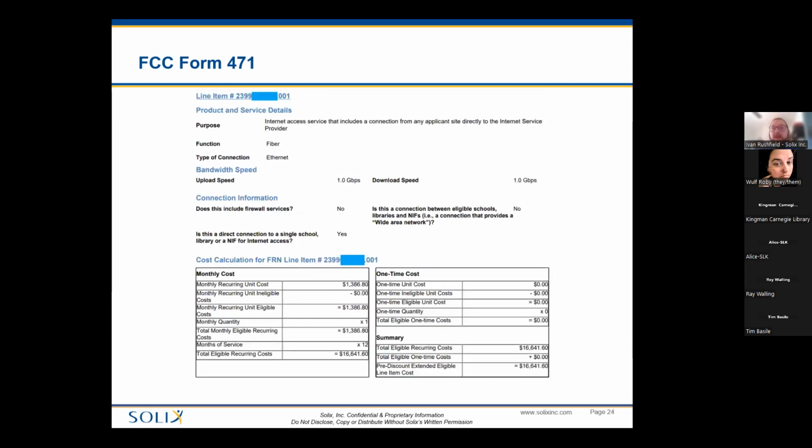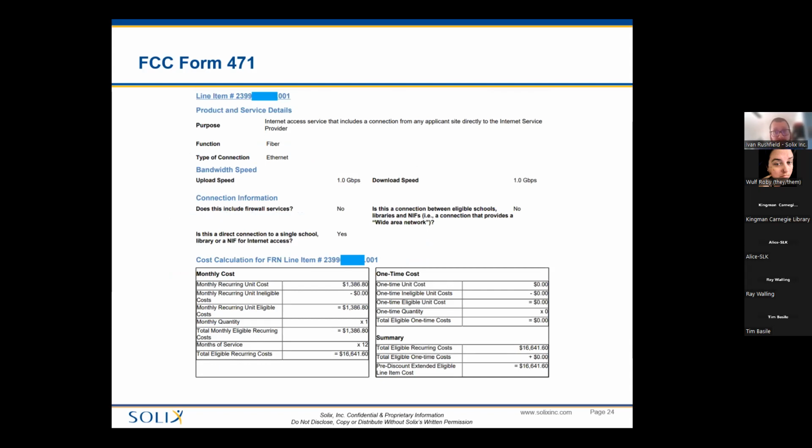And here's some details that you might see on a funding request. So what the purpose is, what it is, what it does. In this case, it's Ethernet fiber. We list the upload and download speeds, as well as information about direct connection: is it a part of a LAN, or local area network, or a WAN, also known as a wide area network? Is it connected to any non-instructional facilities, or NIFs, for internet?